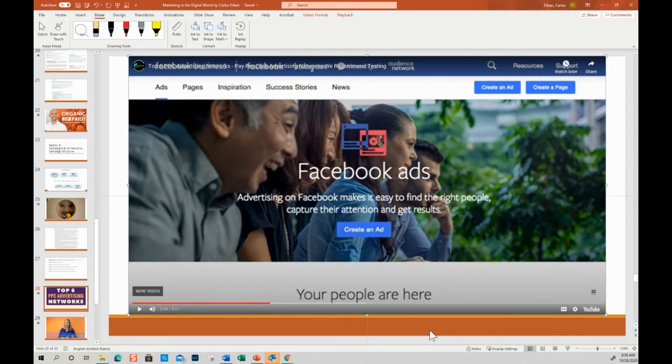Now, the normal person doesn't know that Google and Facebook are competitors and all that, but I'm talking about as an advertiser. And basically it is because Facebook's capabilities are just amazing.